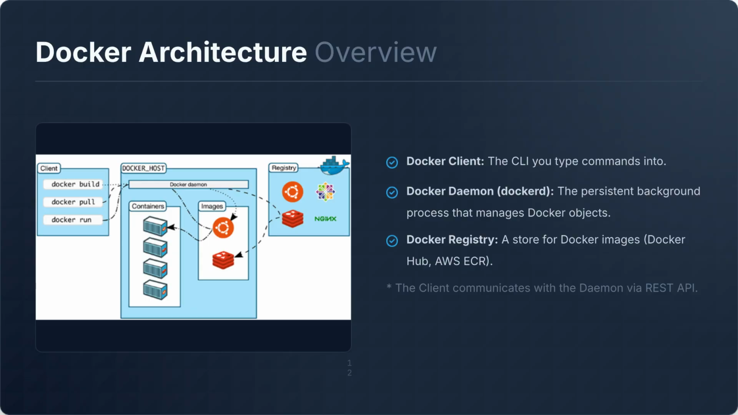The Docker architecture involves the Docker client, which is the CLI, the Docker Daemon, a background process managing objects, and the Docker Registry, a store for images. The client communicates with the Daemon via REST API.